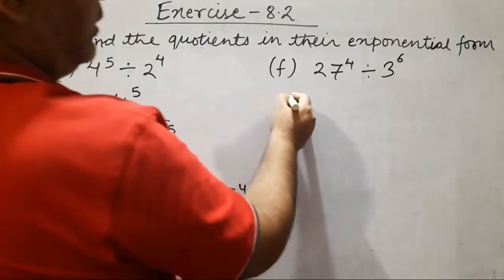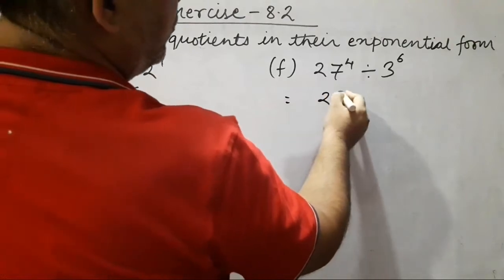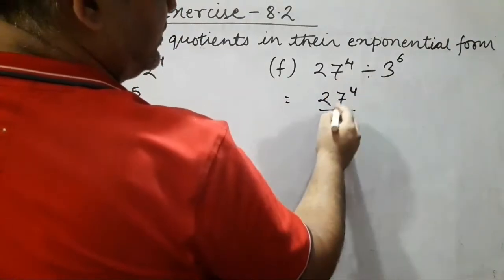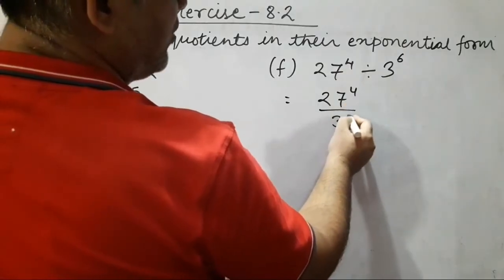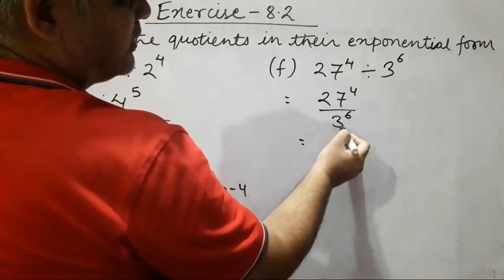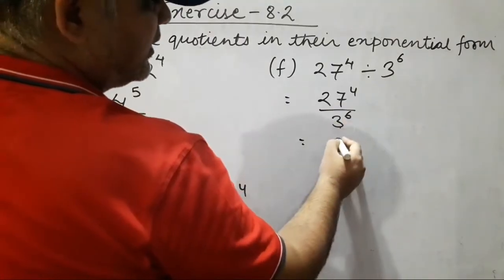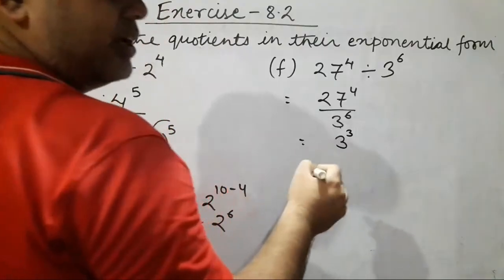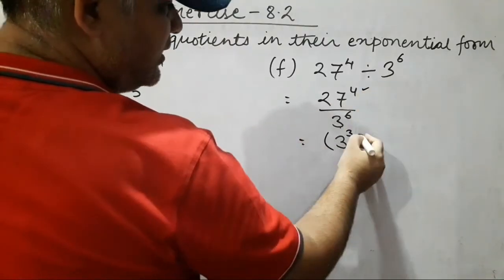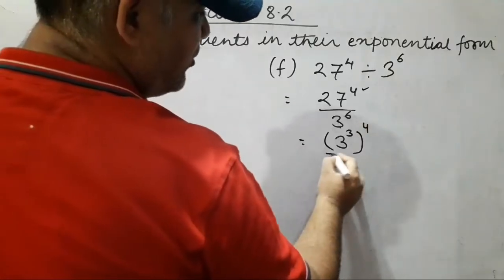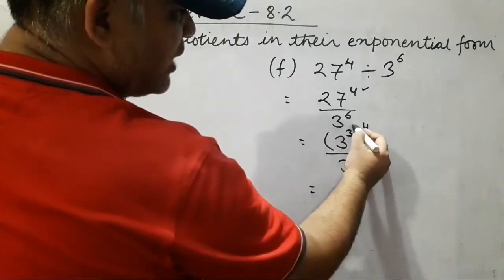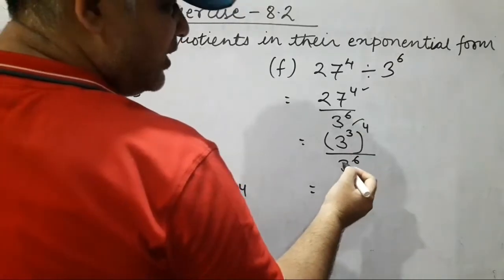So similarly, here also we should convert both into the same base, 27 power 4 by 3 power 6. Now I shall convert this 27 in the base 3. So 27 can be written as 3 power 3, 3 into 3 into 3, 27. And here is another power also. I shall write this in bracket power 4 by 3 power 6 equal to, now the powers are multiplied according to the power law of indices.